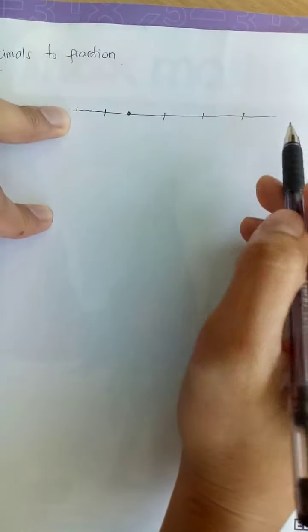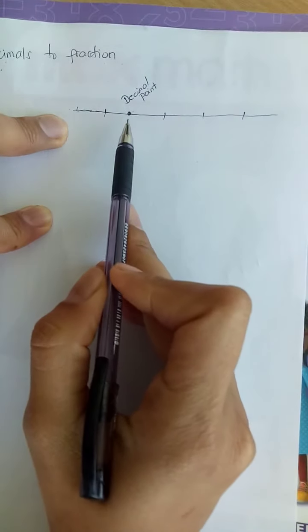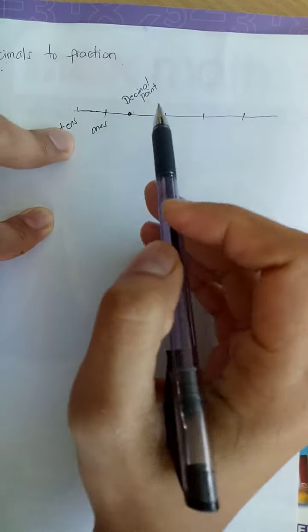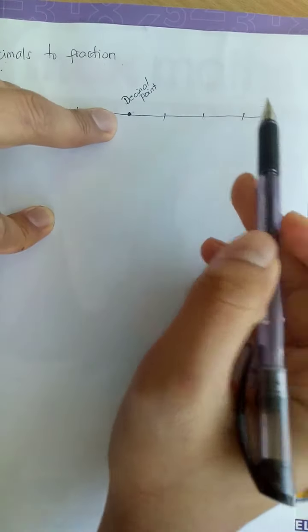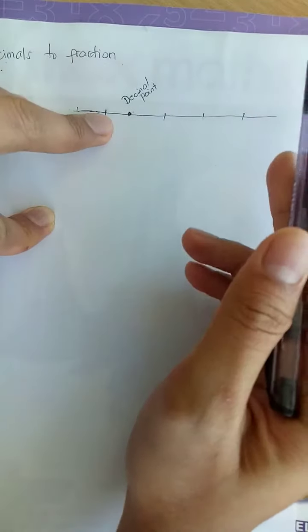This is our number line place value. This is our decimal point. On the right side from the decimal point, we have our regular place values like ones, tens, and so on. But we are going to focus on the area on the right side of our decimal point, since we are converting decimals to fractions.